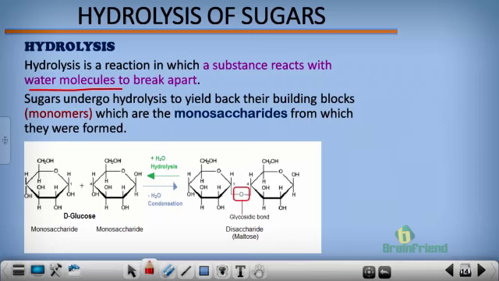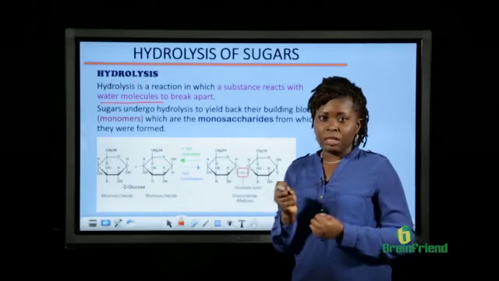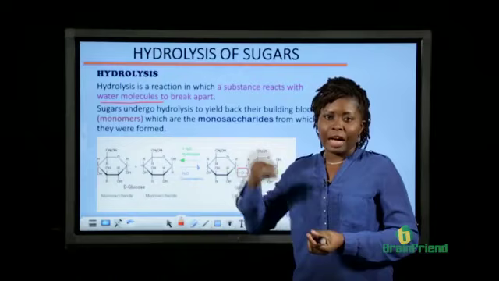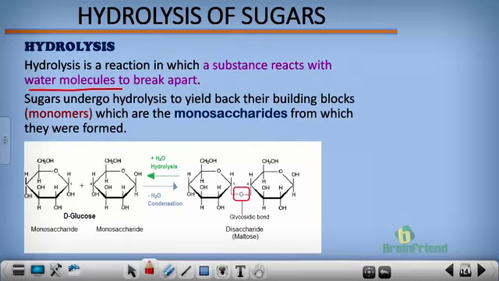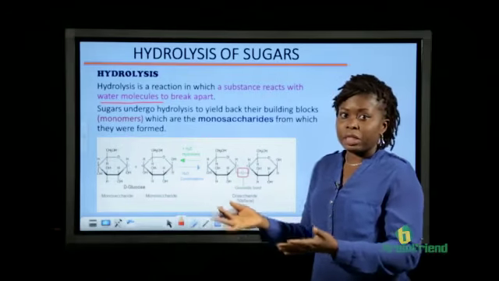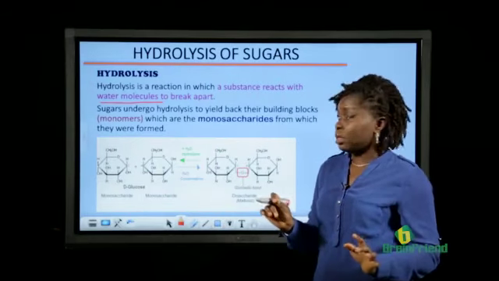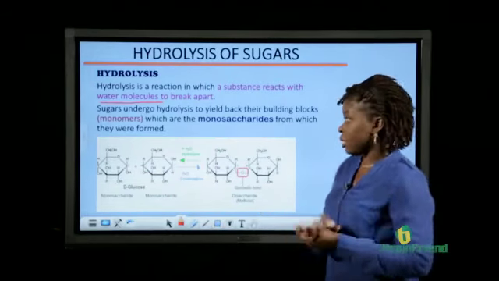So it's like having something solid. Imagine a very solid substance that you have to add water to soften so that you'll be able to have it in fragments. So that is what hydrolysis is about. There is a huge molecule here, and then water is added to it to break it apart. So that is basically what hydrolysis is.